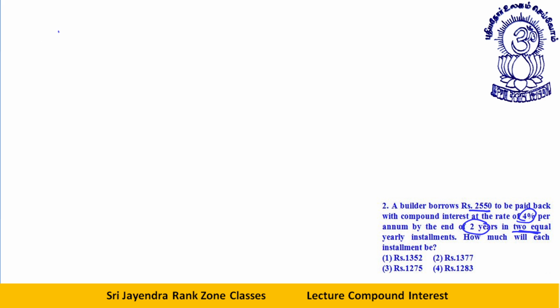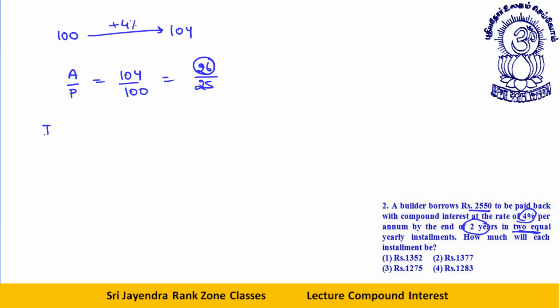See, first of all, 100 rupees. What is the rate of interest? 4%. It will become 104. The ratio of amount and principal is 104 by 100. I can say, if I cancel by 4, this is 25, this is 26. So your answer, installment will be a multiple of 26.